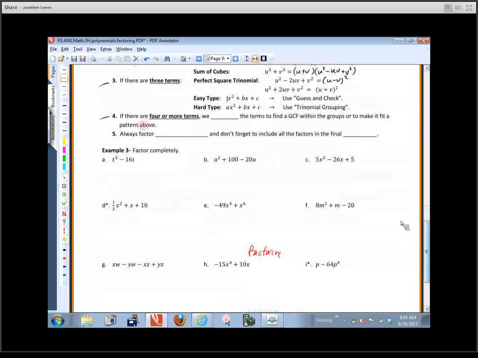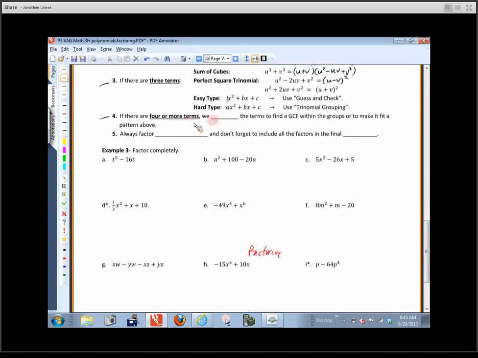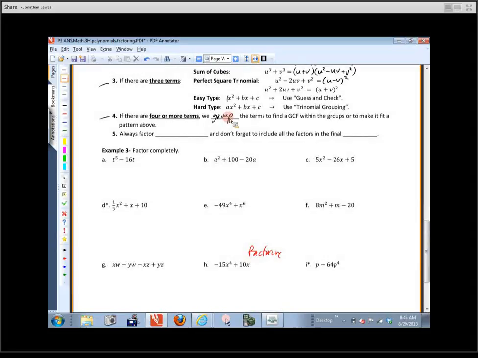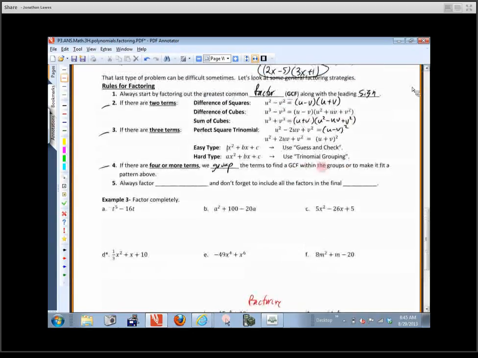If there are 4 or more terms, we group the terms. We factor by grouping. You're going to group them and take out a greatest common factor within the groups. Really what we're after is we want to make it fit a pattern like this right here. That's why we group. We group it to make it look more familiar.